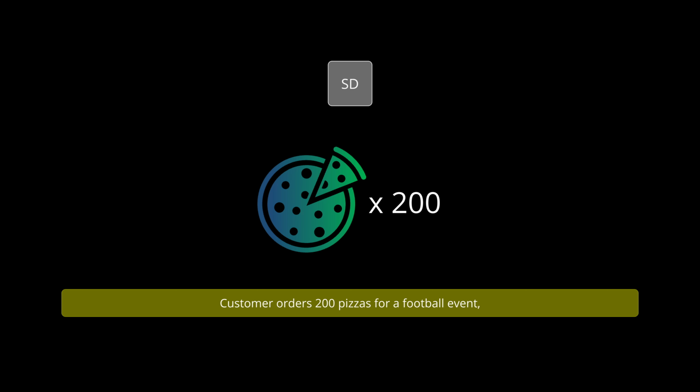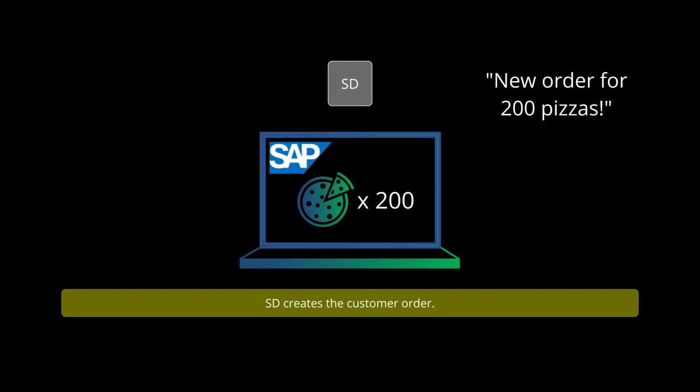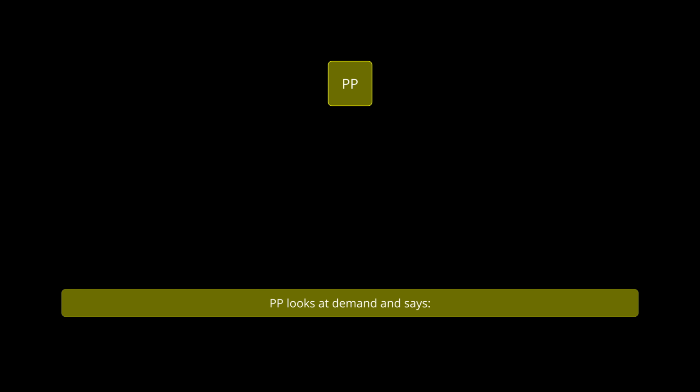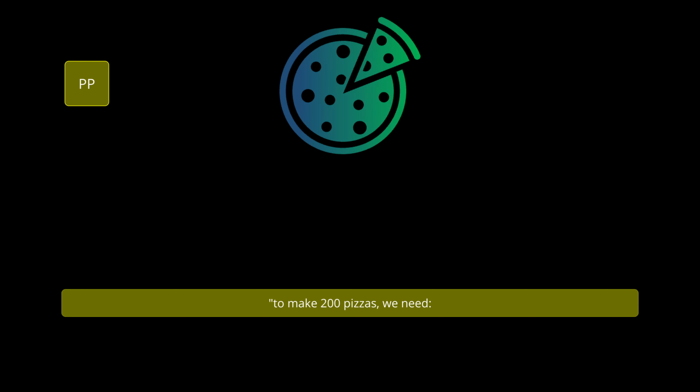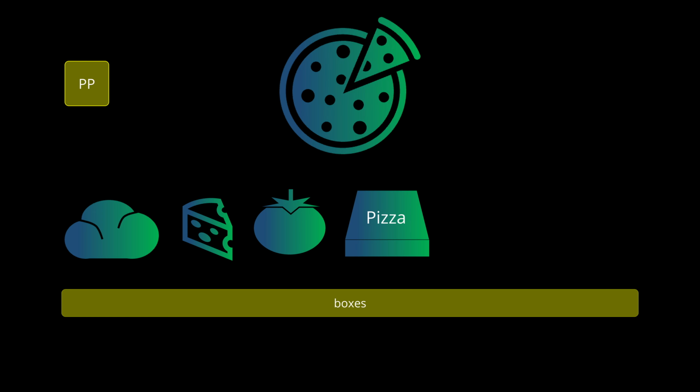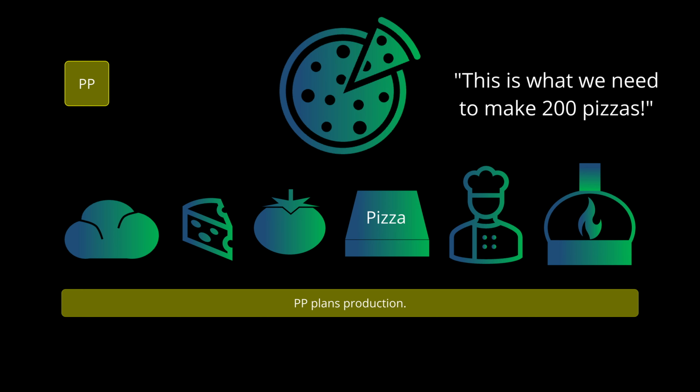Now, let's go back to Tony's Pizza. SD handles sales. A customer orders 200 pizzas for a football event. SD creates the customer order. But now there's a problem. Tony doesn't have enough dough or cheese. This is where PP comes in. PP looks at demand and says, to make 200 pizzas, we need dough, cheese, tomato sauce, boxes, workers, ovens available. PP plans production.